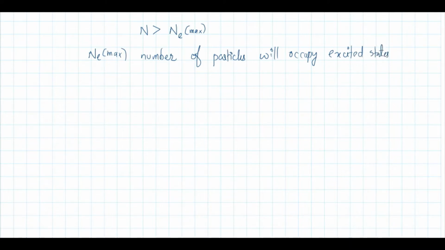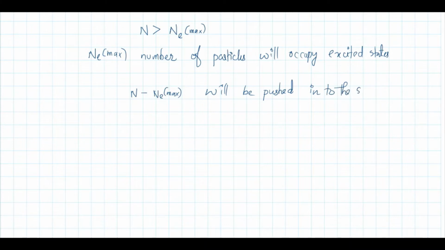The remaining particles, that is N minus Ne maximum, have to go to the ground state. These many particles will be pushed to the ground state because the maximum number of particles that can occupy the excited states is given by this number Ne maximum. It is limited, so the remaining particles N minus Ne maximum will be pushed to the ground state. And the number of particles in the ground state is actually unlimited.